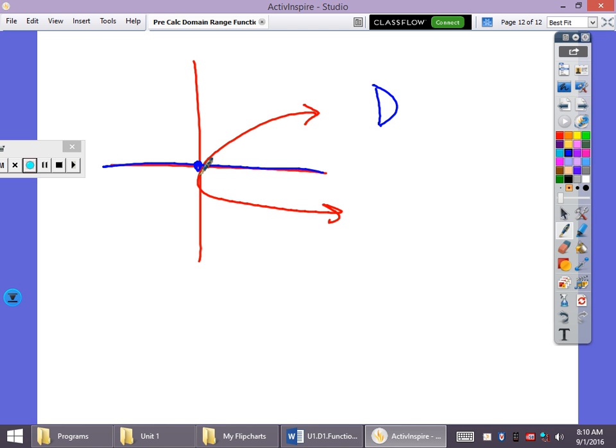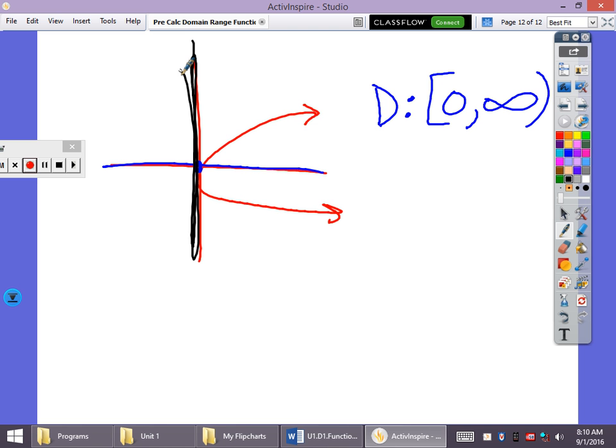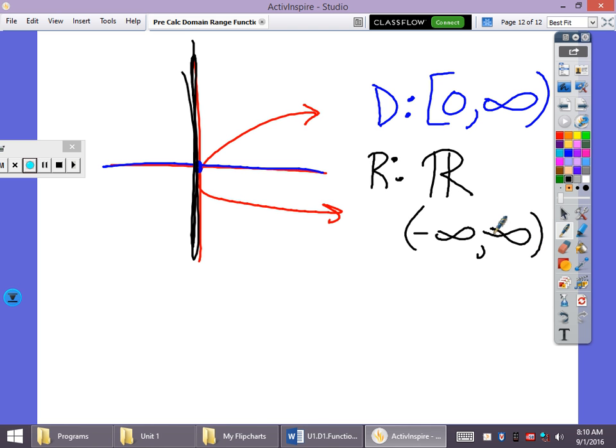X-axis. Okay, so it starts at and goes to infinity. So that would look like this. Okay? Now I'm going to look at my range. What's my range? All real numbers. Again, you can either do this, I'm fine with that, or if you're more comfortable with this, you can do that. Good? All right.